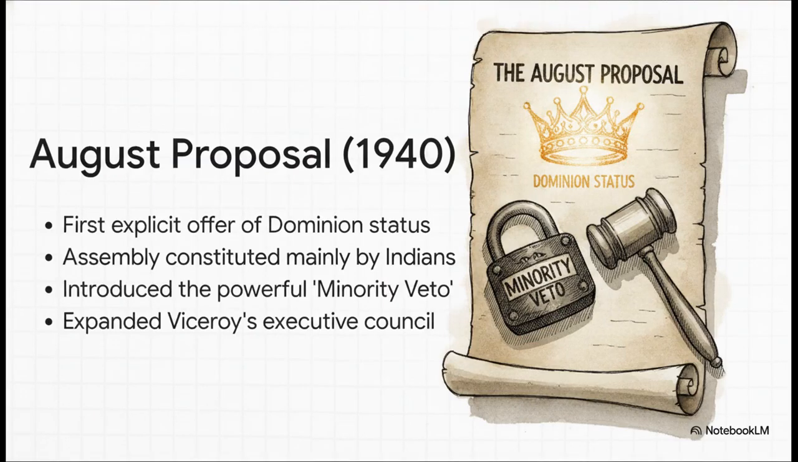By this point, Britain was getting desperate for Indian support after Hitler's early successes in Western Europe, so they offered the August Proposal, also known as the Linlithgow Formula. This explicitly offered dominion status for the first time after the war, and an assembly constituted mainly by Indians. But, and this is a huge but, it gave minorities a massive constitutional veto. It explicitly stated no constitution would be acceptable to the British if it wasn't acceptable to the minority. Think about the power dynamic that created. It was a complete constitutional roadblock.